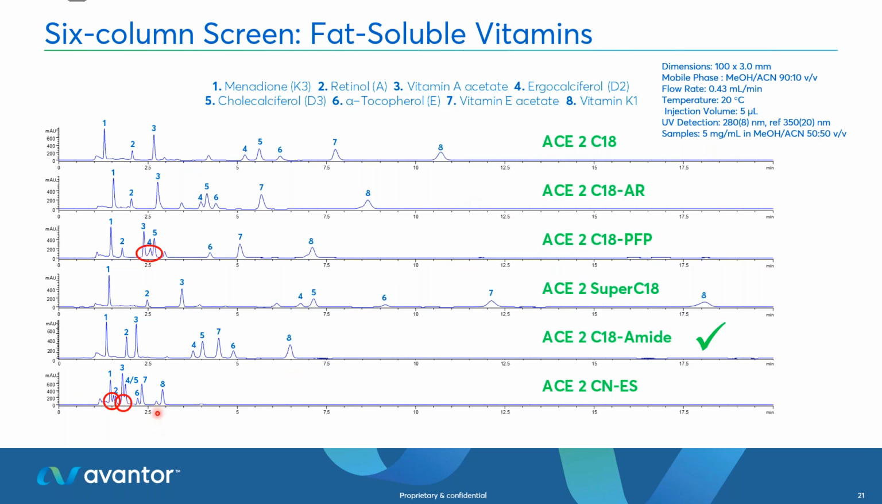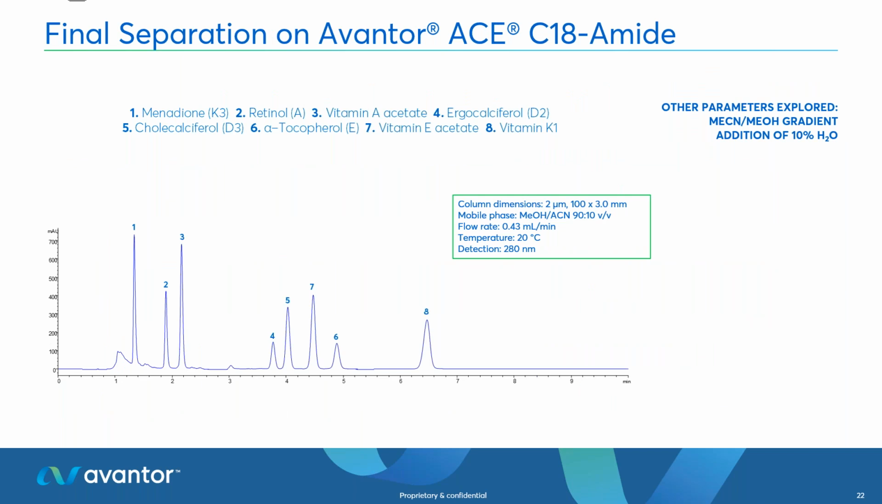And if you look at the difference in retention windows as well, for example, here, the CNES, everything is coming out really early. You've got coelution of multiple peak pairs. But on the super C18, the retention time is significant. So thinking about those different selectivities, how they're interacting with your analytes of interest can be really helpful. And here we move forward, we took that initial method and optimized it further on the C18 amide, because that showed a good selectivity.